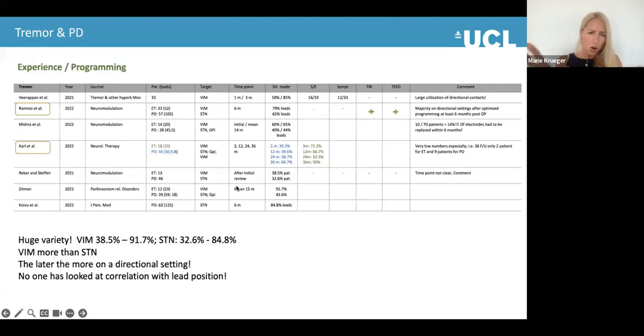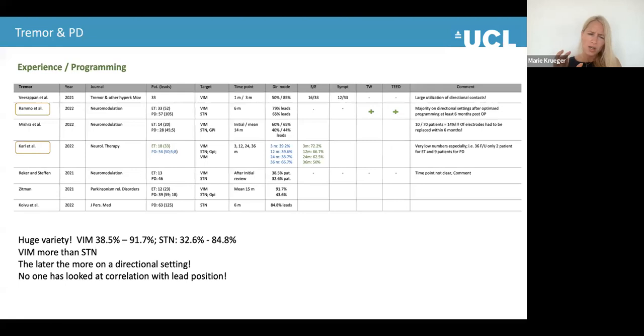So if we take all of this together, there is quite a big variety from VIM directional modes from 38% to 91%, and STN 32% to 84%. VIM electrodes are slightly more put on directional mode than STN ones, and the later, the more are on a directional setting.